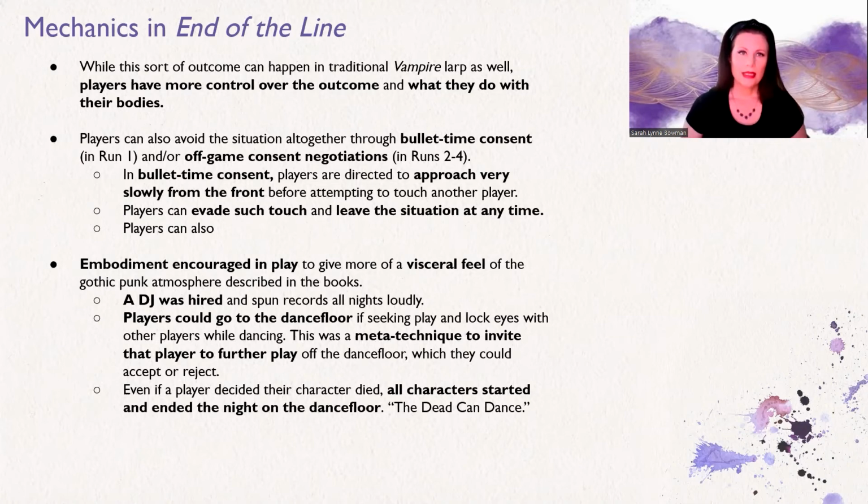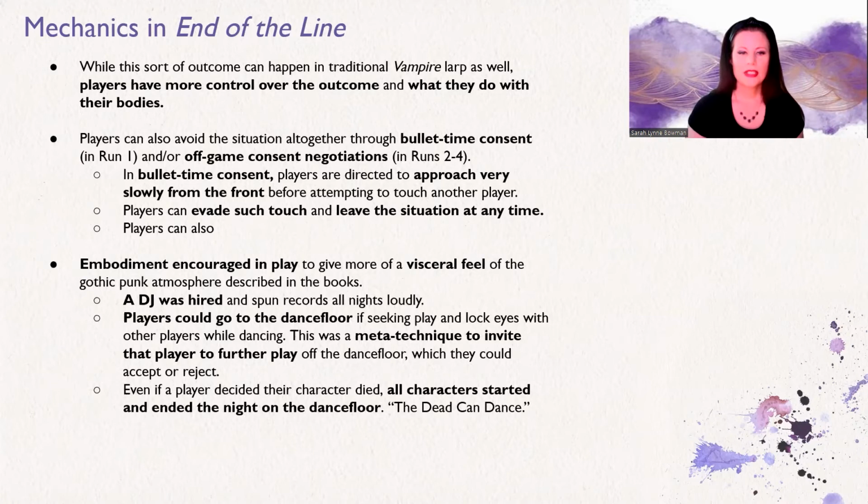And also embodiment in this style of play is very encouraged to give a more visceral feel of the Gothic punk atmosphere that's described in the vampire books. So a DJ was hired to spin records all night very loudly. So this feels like a rave. Players could go to the dance floor if they were seeking play. And there was actually a mechanic or meta technique where they could lock eyes with other players while dancing. And this meta technique was intended to mean that you could invite someone else to have further play. So if somebody was lost and didn't know what to do, they could always go to the dance floor, where they could also just choose to dance all night. And then the person who's locked eyes can choose to accept or reject that invitation.